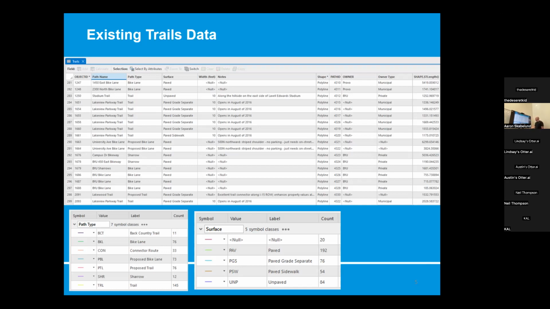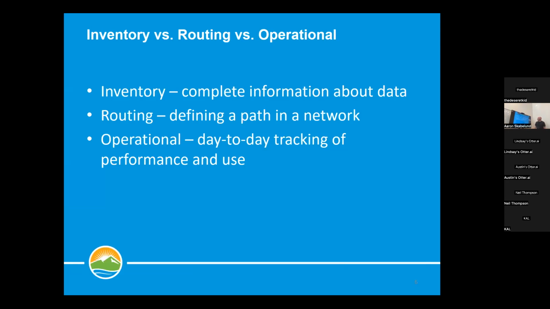If I were to categorize the data, I'd probably do three different categorizations. An inventory would be a complete set of data, right? So we want all the trails represented, and that would be an inventory. Routing would be like we do with Google Maps, where I want to go from point A to point B. How do I get there? What's the best path, right? And that's a network. And then operational might be day-to-day tracking of performance and use.